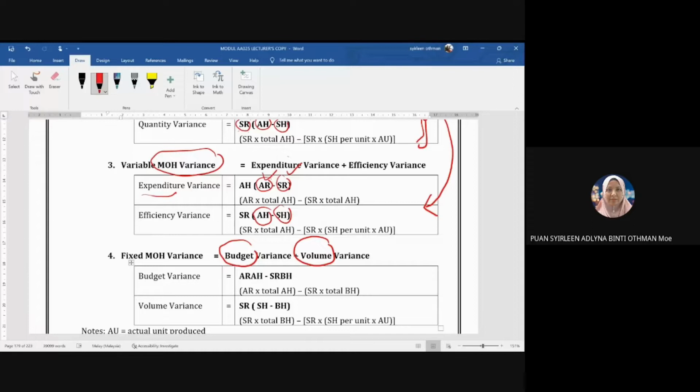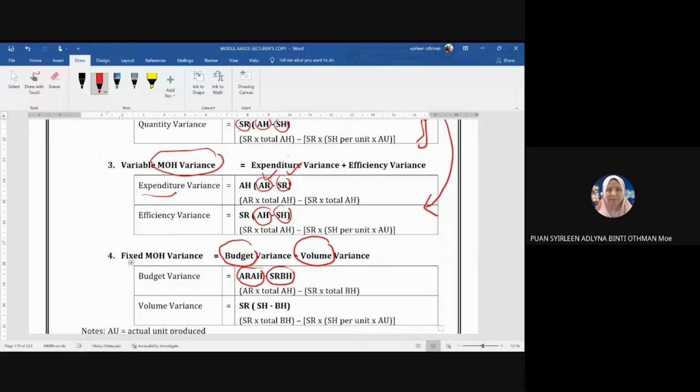That means you tidak cekap lah menggunakan budget yang saya bagi. Sebab I expect you to spend only below RM10, tapi you spend more than RM10. Okay, so you are inefficient. Tidak cekap dekat situ.